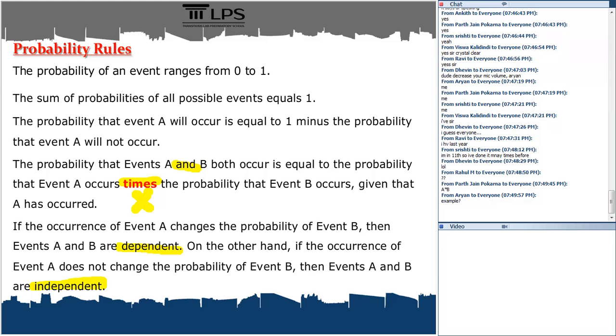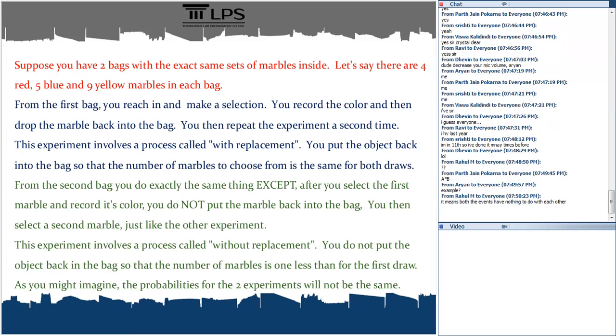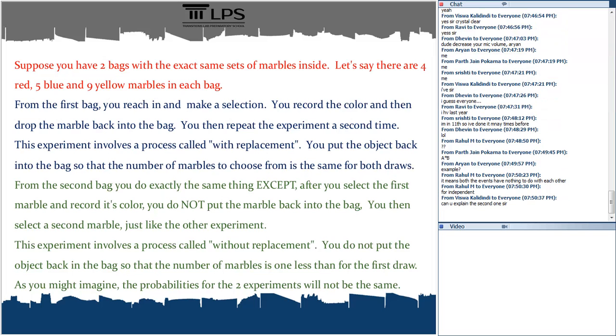So this is another important idea, which is that the probability that event A will occur is equal to 1 minus the probability that event A will not occur. Okay, we will come to that also, complements of probability. But first let's look at this example. Suppose you have two bags with the exact same sets of marbles inside. Let's say there are 4 red, 5 blue and 9 yellow marbles in each bag.